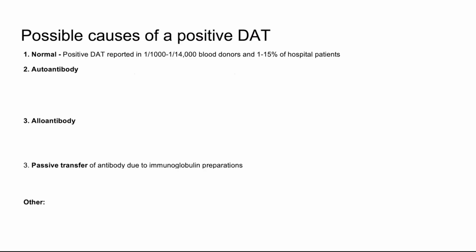To briefly go over positive causes of DAT, and some of these will be in our cases, we could have a DAT because it's just a normal finding. About up to 15% of hospitalized patients can have a positive DAT. And then you can subgroup it into two broad categories. One would be an autoantibody, and the second would be an alloantibody, and then there'll also be transfer of antibody.